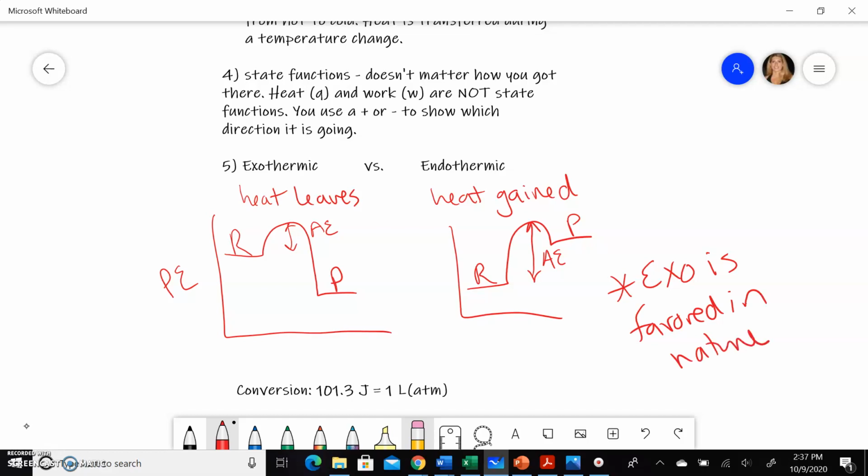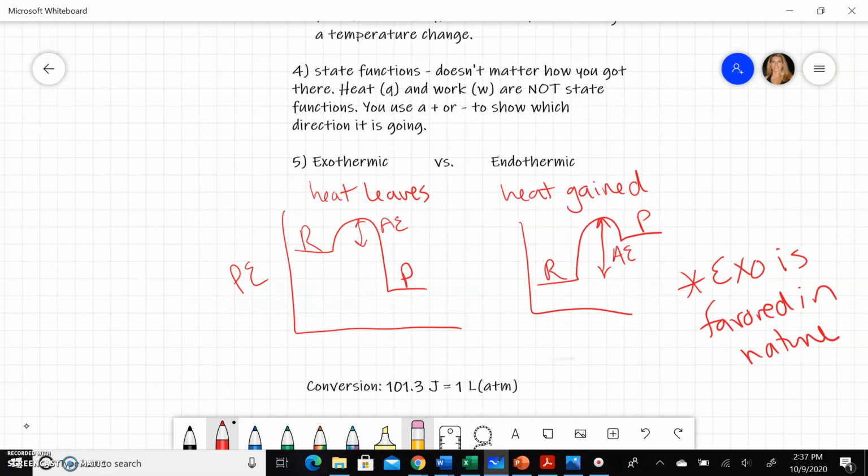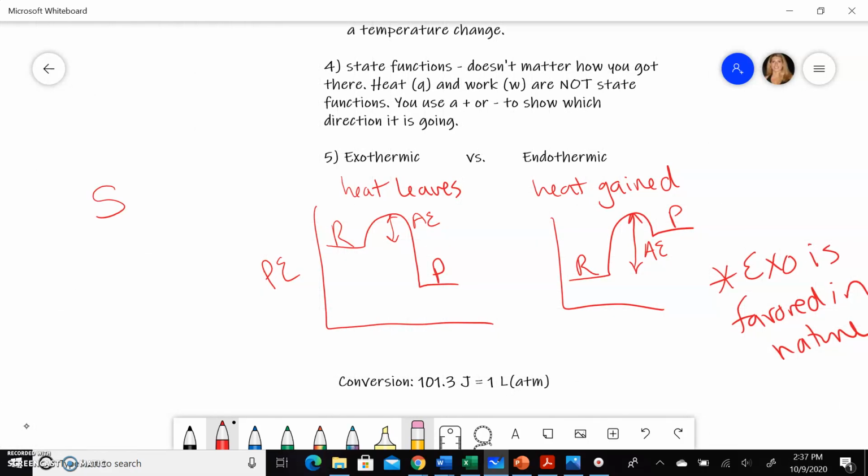It doesn't have to be a reaction to be endo or exo though. Physical changes can also be endothermic or exothermic. So for example, if you have a solid turning into a liquid or a liquid into a gas, anything in that direction requires energy. So we say that those are endothermic.